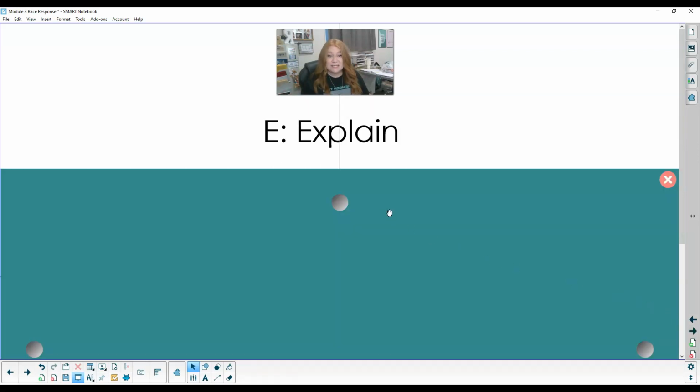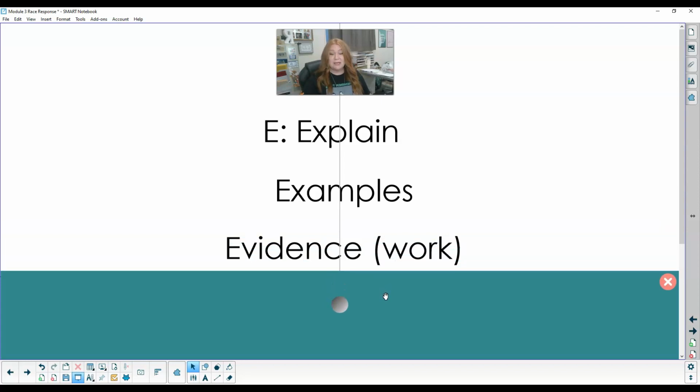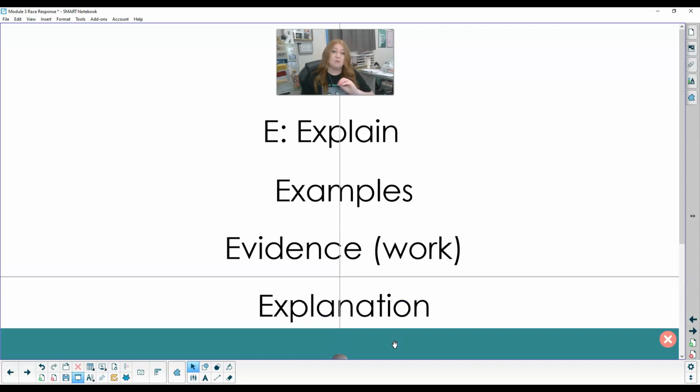And E is for explain. You can give examples, other examples that are similar. You can give me your evidence, your work. That's a really big one in math. I can see that you did the work out to the side. I'm going to take that as your evidence that you have proved your point. Or just write out in sentences, I did this first, then I did this. So any of these are great. You just need to make sure you explain somehow with work or words.